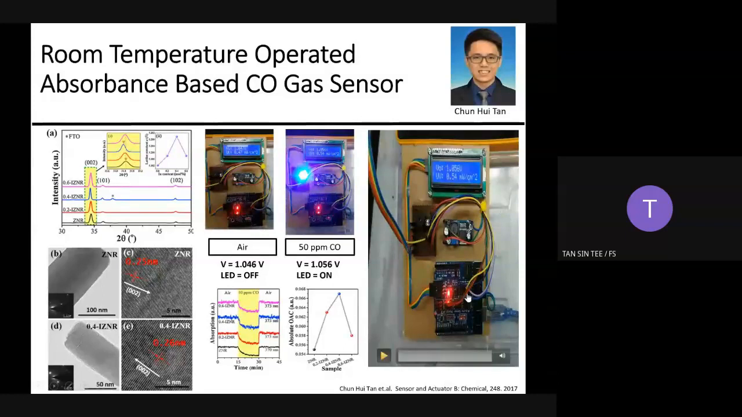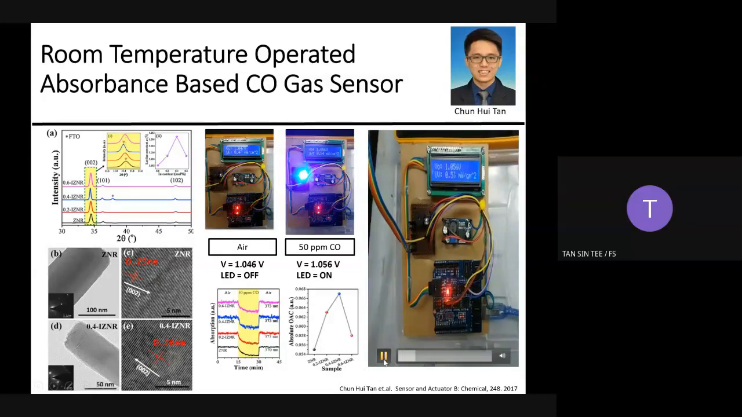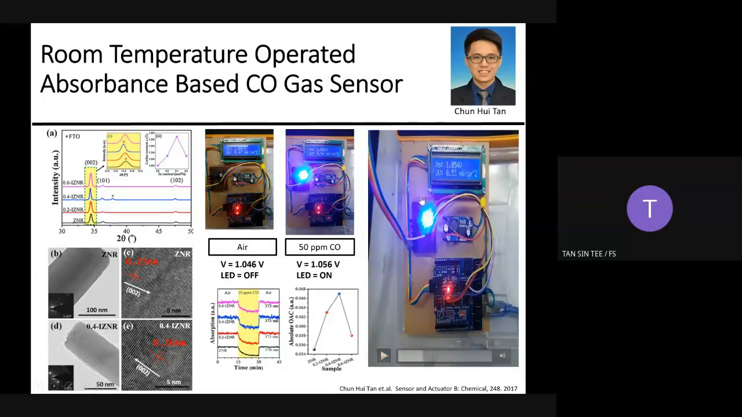This prototype here shows the alarm starting to ring when we set our offset voltage. When it's set to 1.05, it means it is aligned to 50 ppm of CO gas. So the alarm is starting to ring.